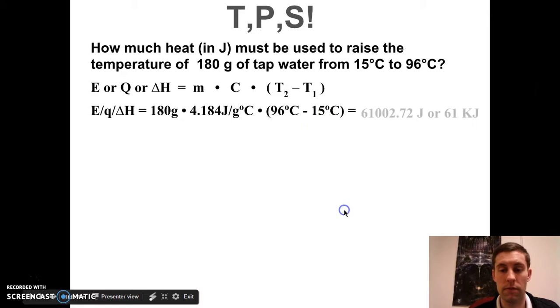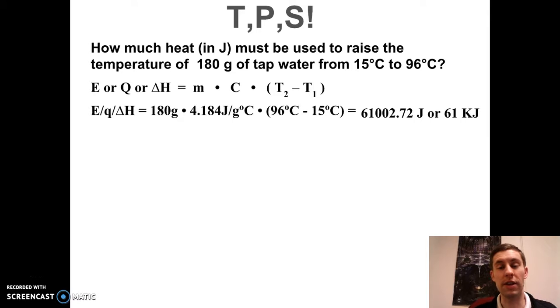So we should get 61,002.72 joules, or since it's a big number, we usually put it in kilojoules, so 61 kilojoules of energy. That's how much it'll take to take that much water and raise it up 81 degrees Celsius. Hopefully fairly straightforward. If not, let me know.